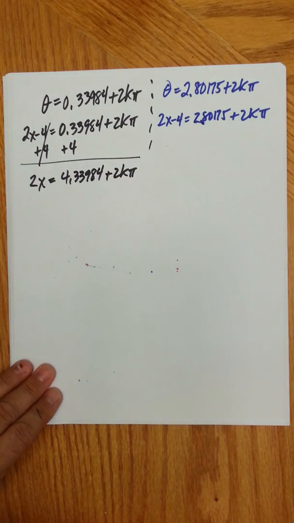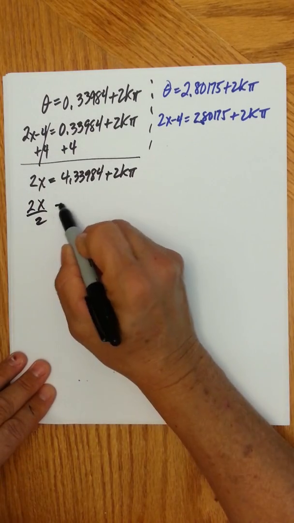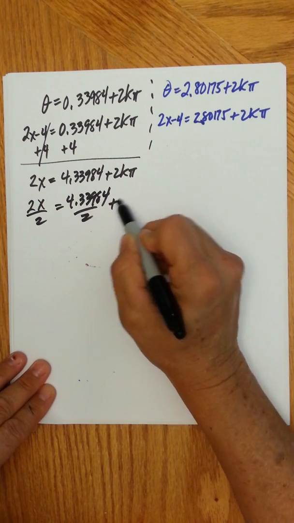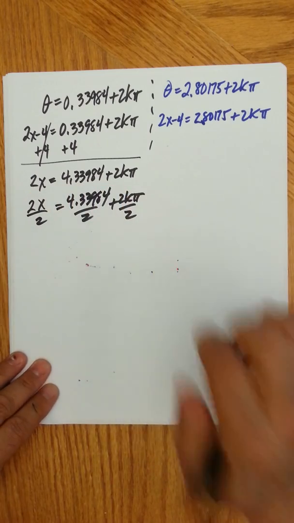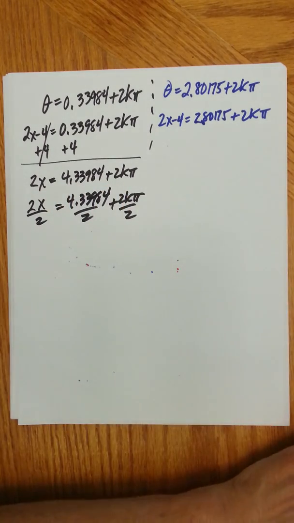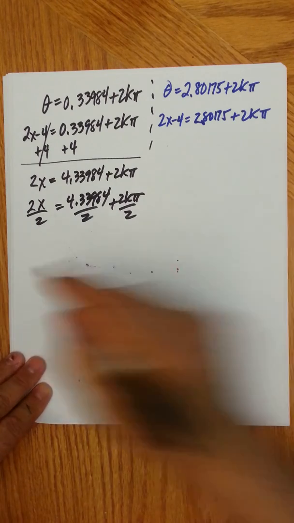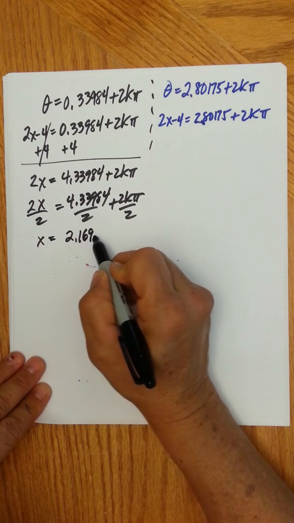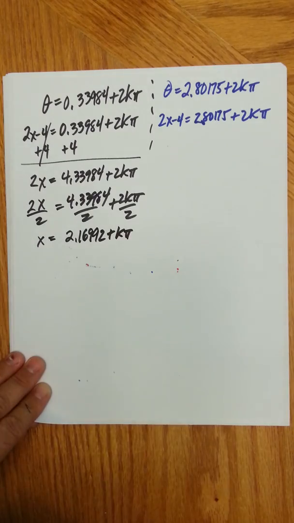And now, let's see, we have x, let's divide by 2, right? 4.33984 divided by 2 plus 2k pi divided by 2. Now the 2, of course, is going to affect everything, right? So here we're going to get x equals 2.16992 plus k pi, all right?